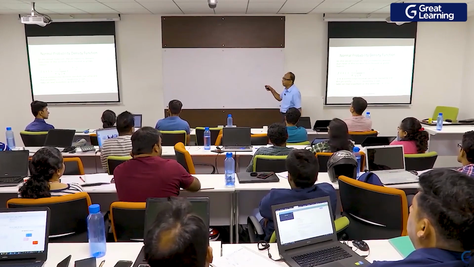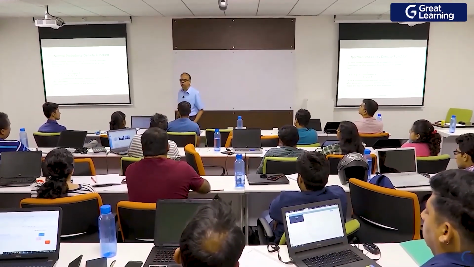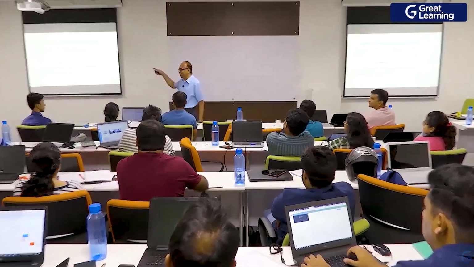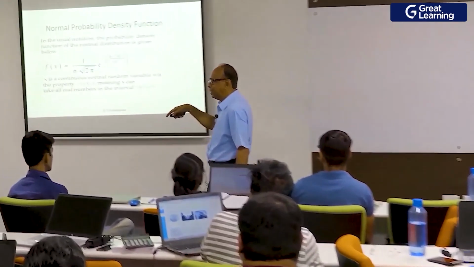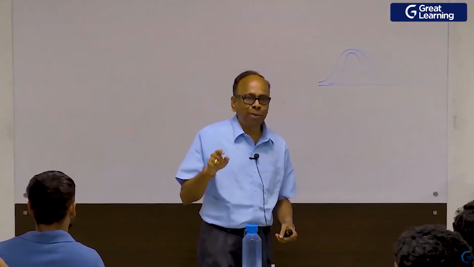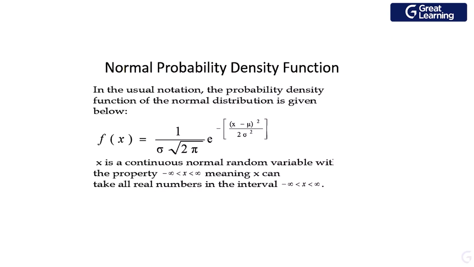So area of the curve at a point is what? Suppose probability x is equal to 2. How will I find out? 0. Because area at a point will not exist. So integral 2 to 2 f(x) dx is 0. So in a continuous distribution, probability x greater than 2 is same as greater than or equal to 2. So it's the area of the curve. So the area of the curve I need to find out, I have to integrate this.